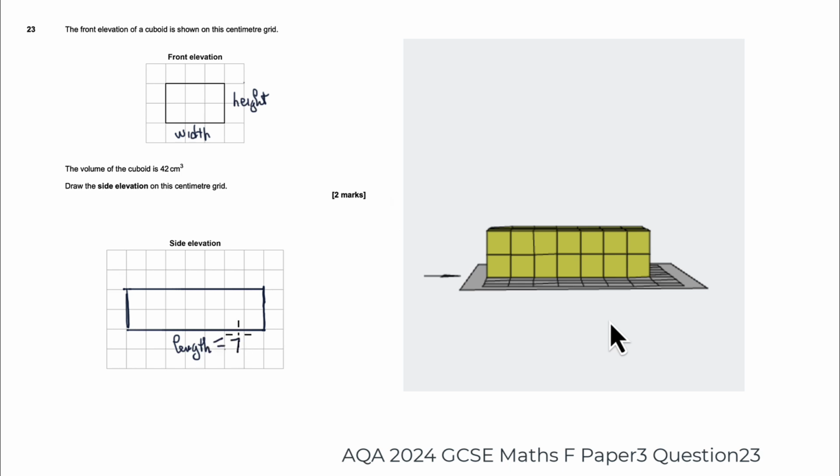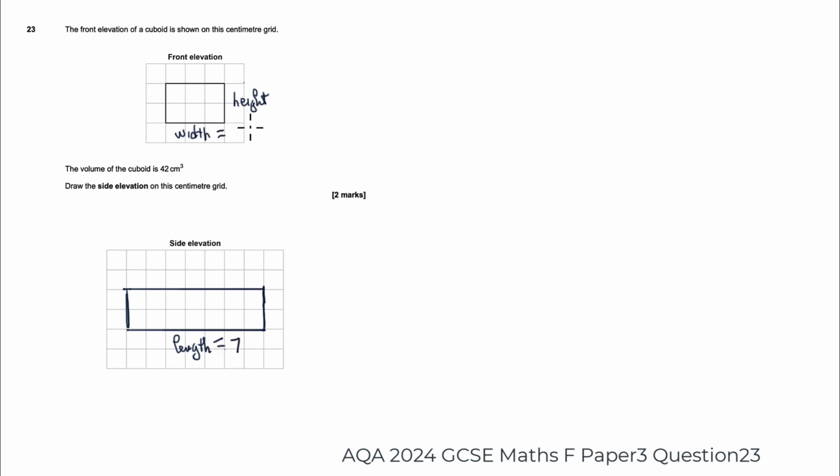Now the length of 7, the breadth or width of 3, and a height of 2. So the volume would be length times width times height. And 7 threes are 21, and if we double 21, we get 42. So that's a confirmation that we have the right side elevation and we've done everything correctly.